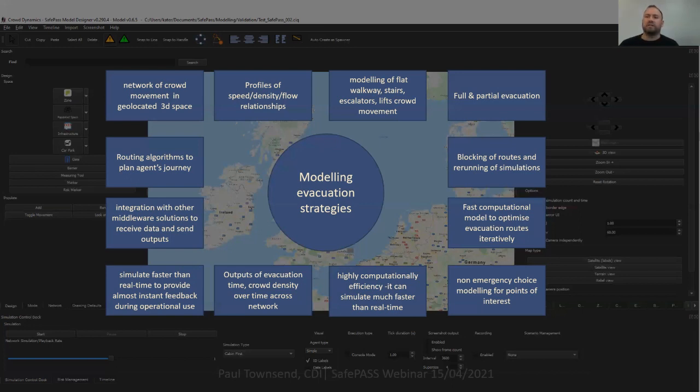Now, these models are run extremely quickly. So in only a few seconds, you can get information about what's happening over the next hour during the evacuation. And that is brand new situational awareness that is not available at the moment. So it's specific to what's happening.